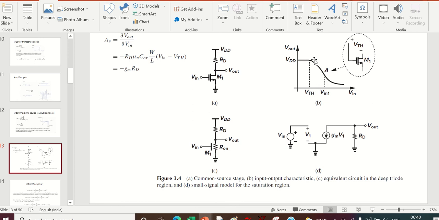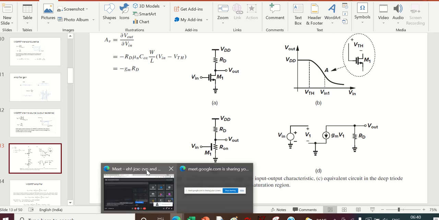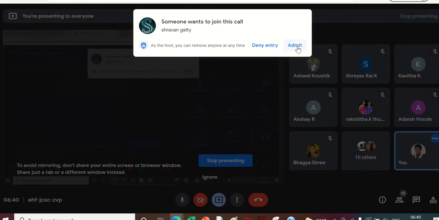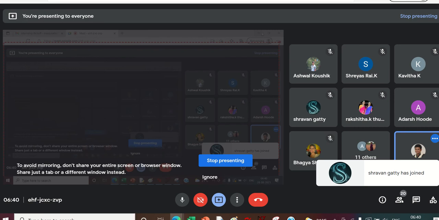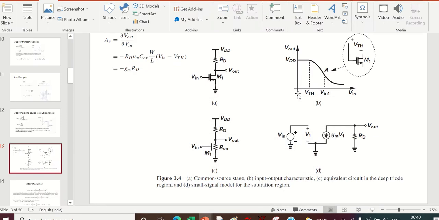So this graph here shows it nicely. If you keep increasing V in, V out first will be high, then it will fall, and then it will die. So this is how it will be.